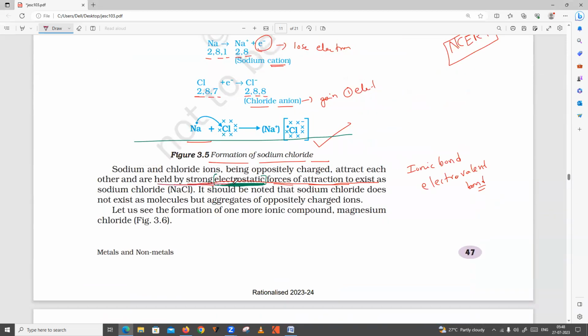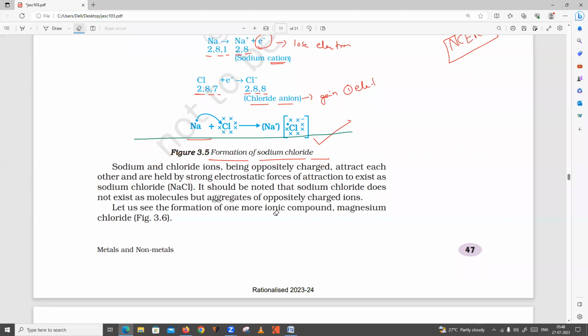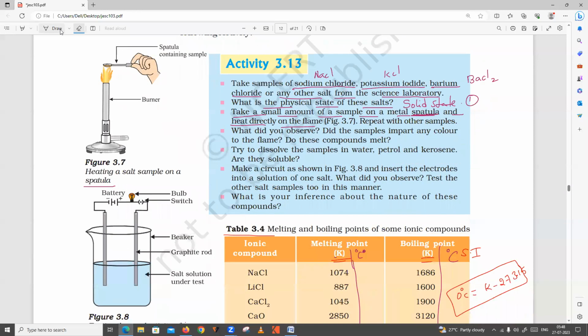Electrostatic force. They are held by a strong electrostatic force of attraction. That is why they exist in what state, everybody? They exist in solid state. Okay, so that is the first physical property of ionic compounds: they exist in solid state.